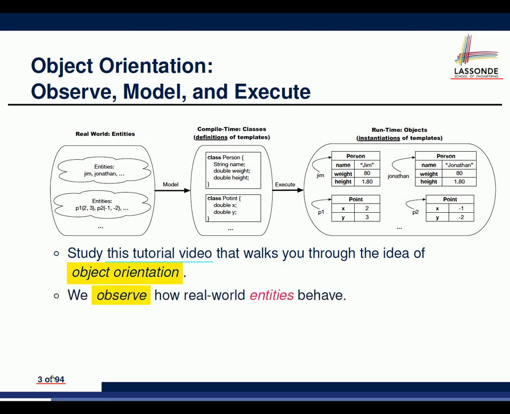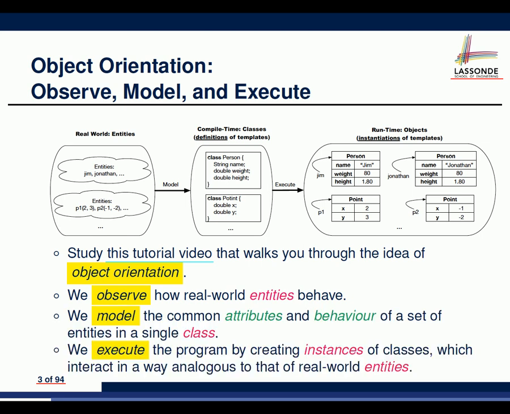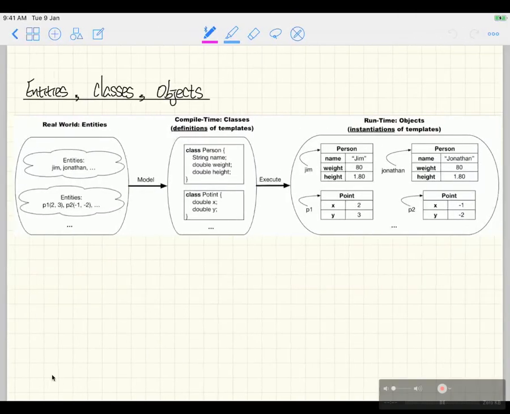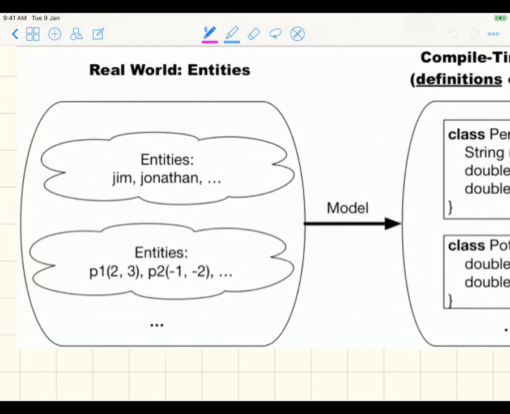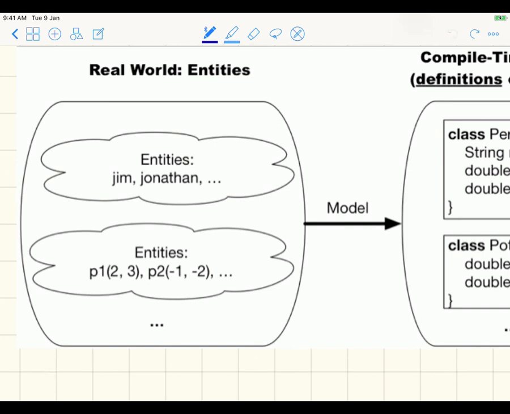Now there are 3 things we're going to talk about. One is called observe, then model, and then execute. These are the 3 things I'll talk about in the diagram quickly. Let me talk about the first one. The very reason we say Java is object-oriented, but the C language is not object-oriented, is simply because, in the real world, everything is an object.